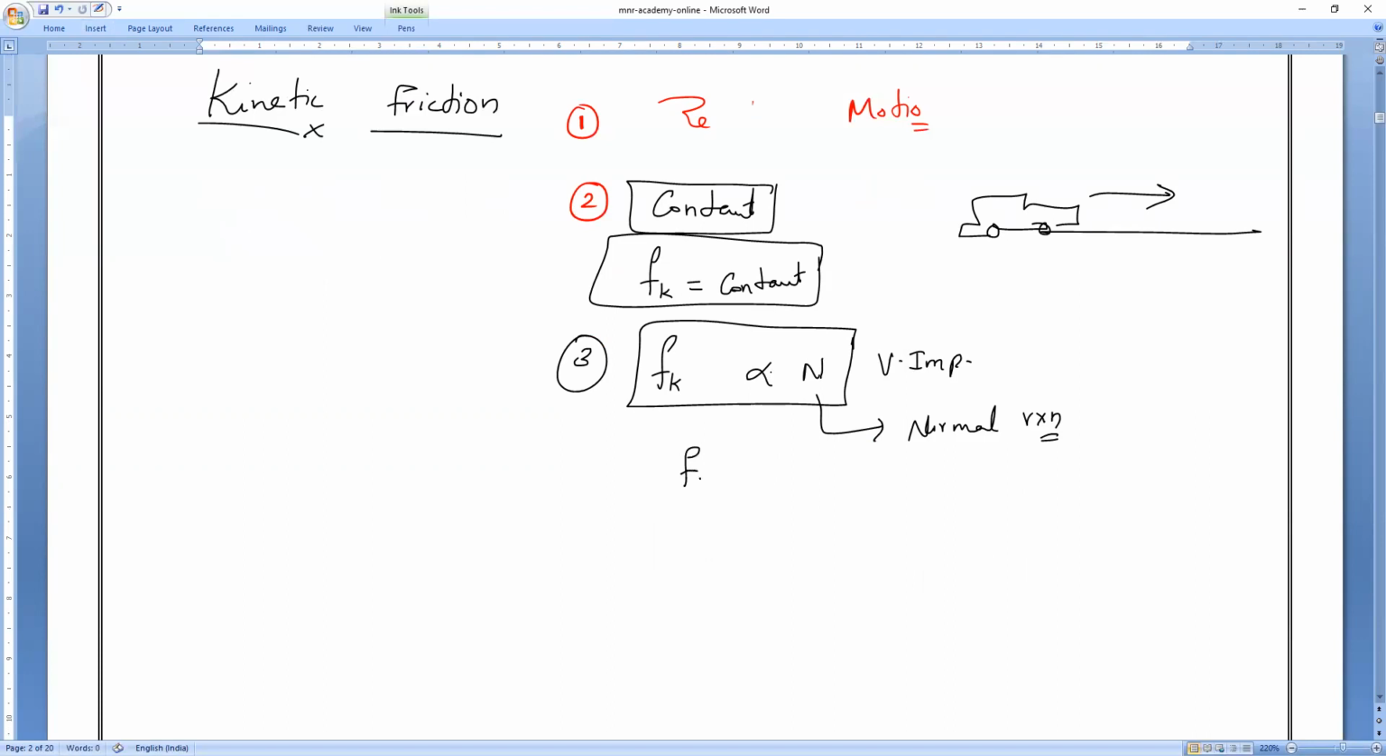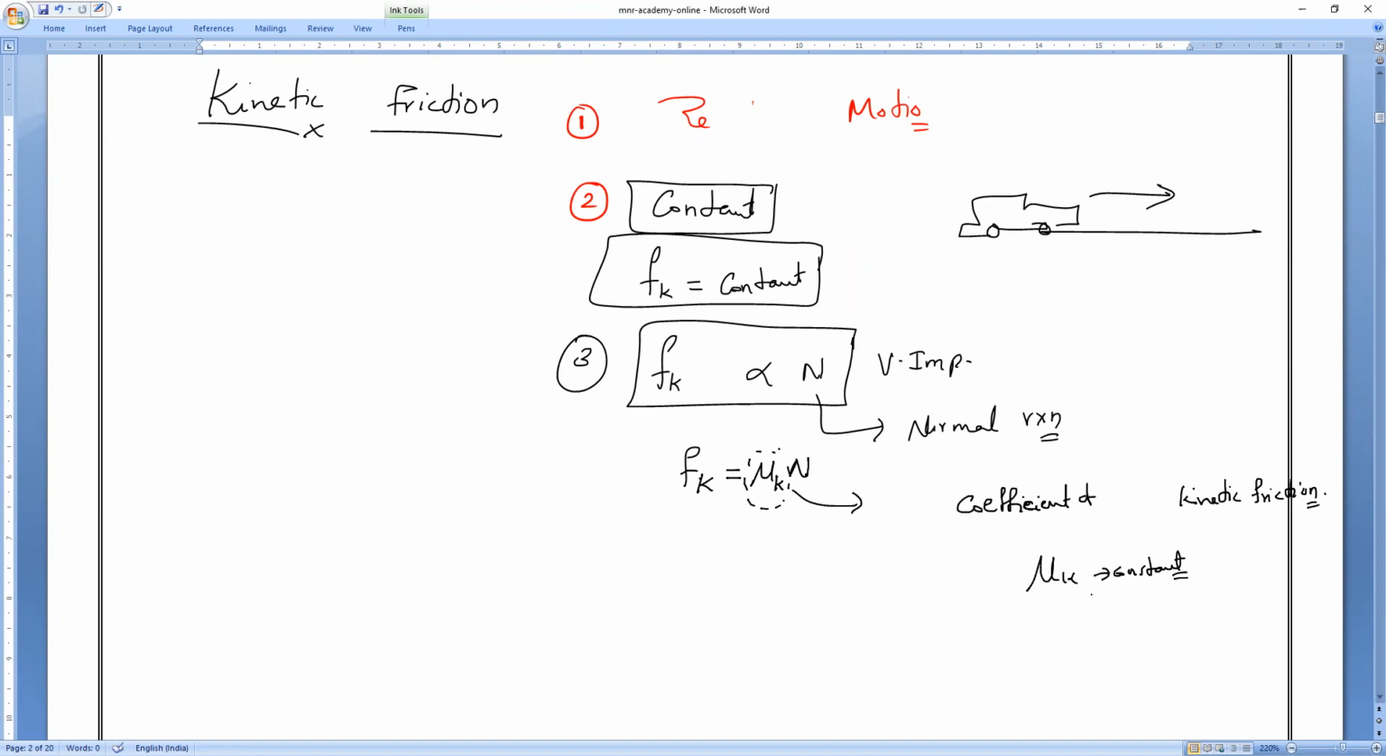Now, if we remove the proportionality sign, we have to take some constant. Am I right or wrong, everybody? Yes, that constant is what we call mu k, which is known as the coefficient of kinetic friction. Basically, this mu k remains constant.